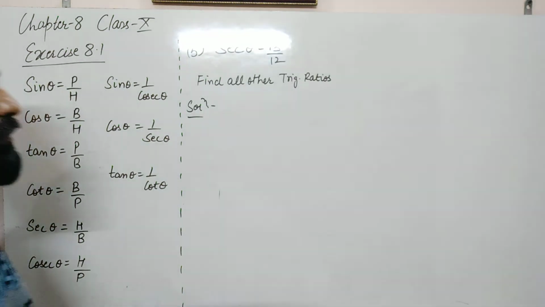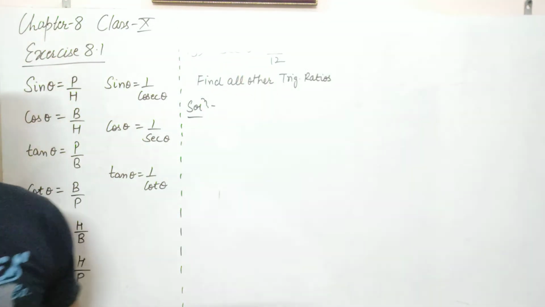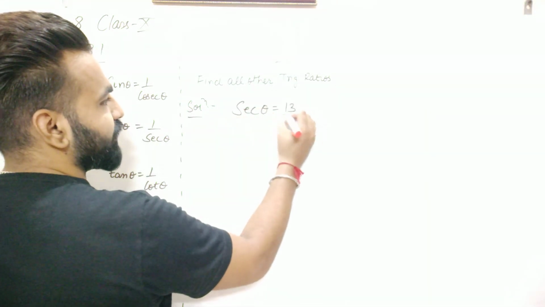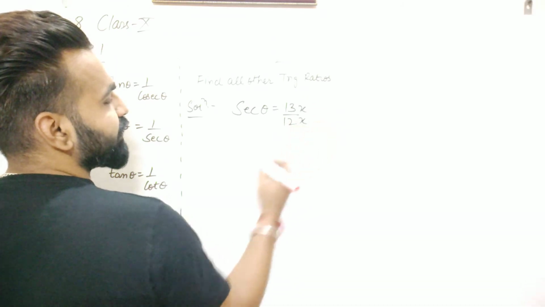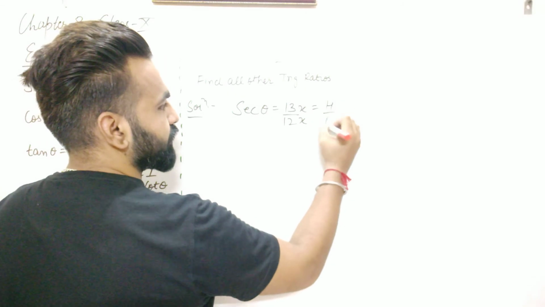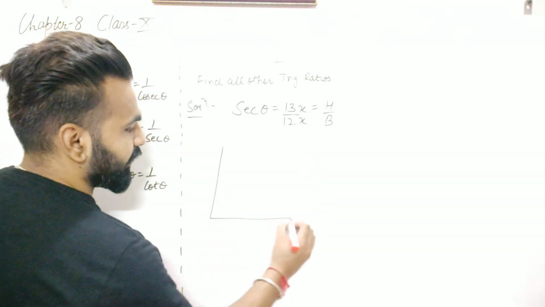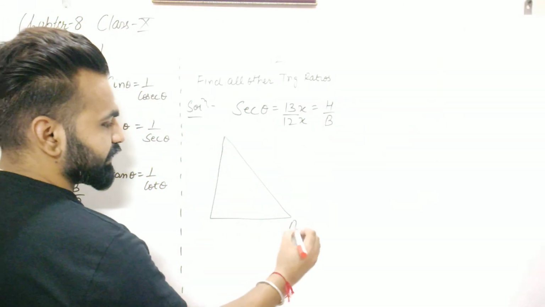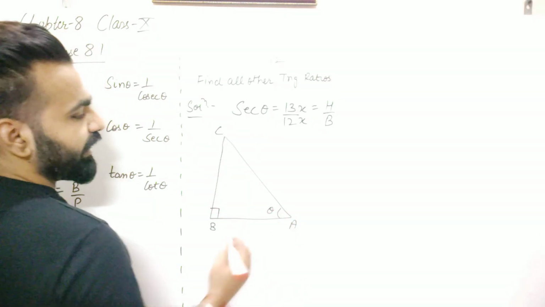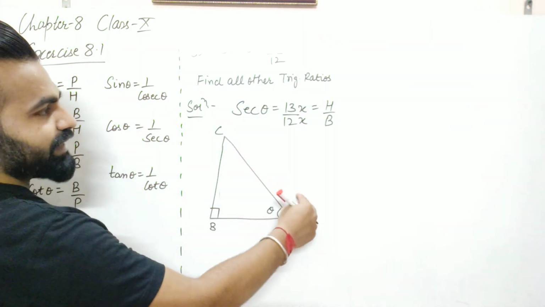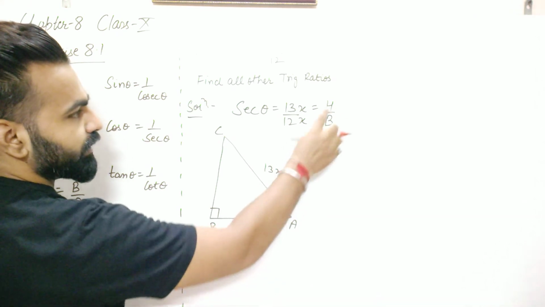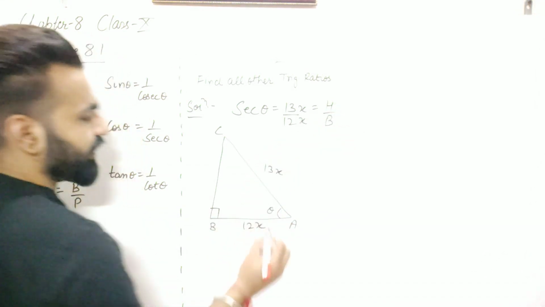Now see question number 5. Secant theta is given 13 by 12. That means 13x by 12x. And what is secant theta? H by B. So construct a triangle here. Let us say this is ABC. This is 90 degrees. This is angle theta here. So this will be the base, this is hypotenuse and this is perpendicular. So this will be 13x H, and H by B, this will be 12x.